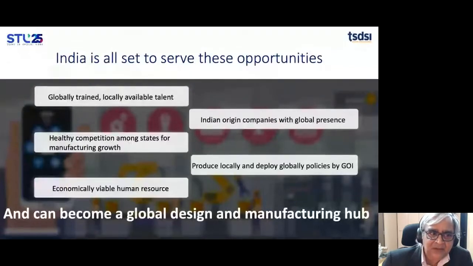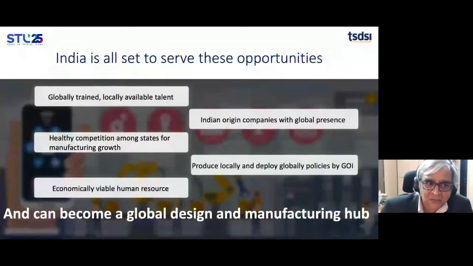So if you look at where we are going in front of the times ahead of us, India as a country is all set to serve these opportunities, right? There is globally trained, locally available talent. Many of us have had the good fortune to have studied abroad or worked abroad, and it is no longer an aspiration for someone to go abroad and study or work. It is something that has been happening consistently.